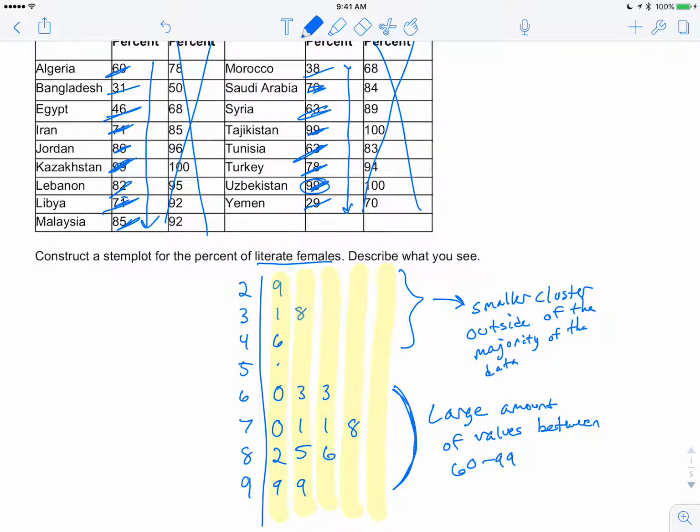These 4 countries have a literacy rate much different than the rest of the countries in this list. What's the difference with these 4 countries? And that's the big idea with statistics. You find data, you ask better questions, you find more data, and so on. And this is your stem and leaf plot, or your stem plot, we'll call it.